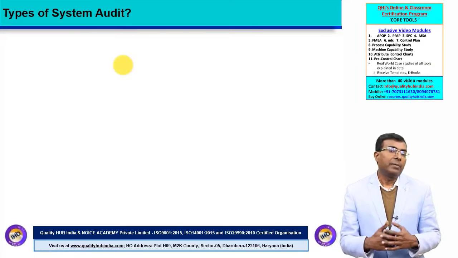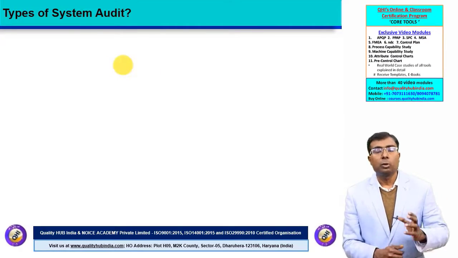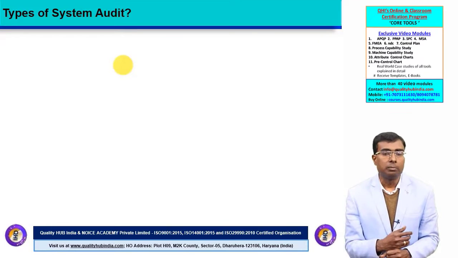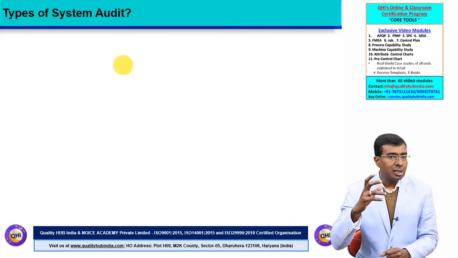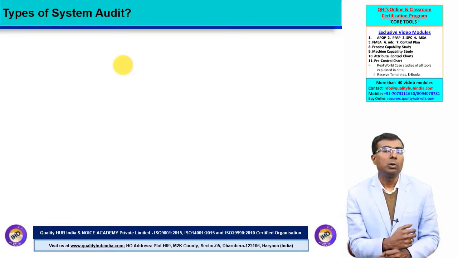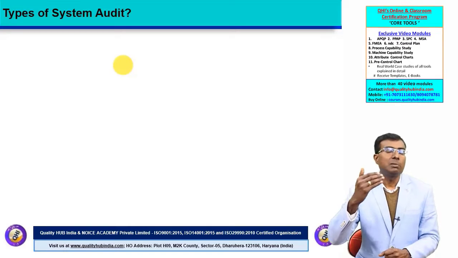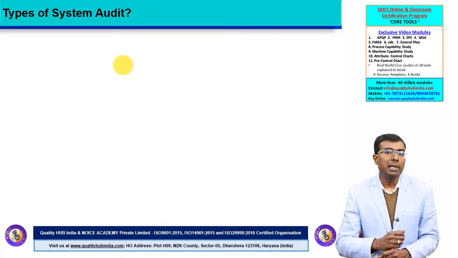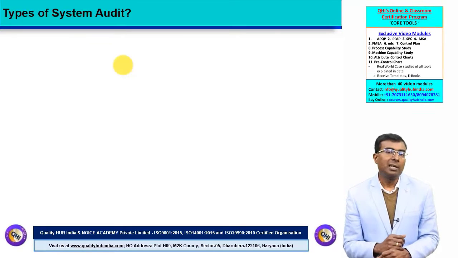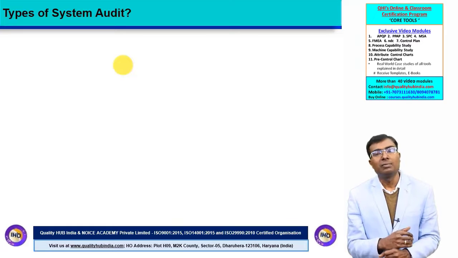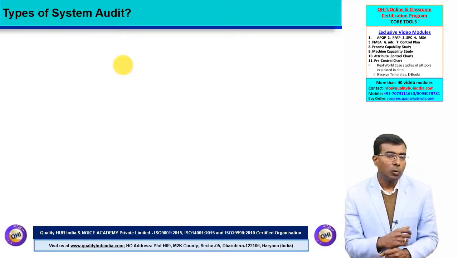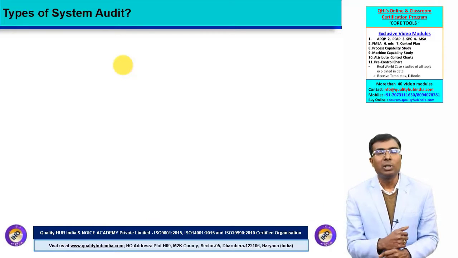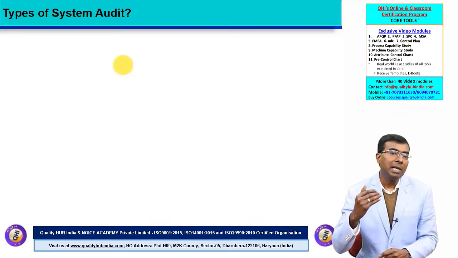Now audits could be of different types. This could be a product audit, a process audit, or a system audit. In this module we are going to focus on system audits only and explore how many types of system audits there are. There are basically three kinds of system audit: first party audit, second party audit and third party audit. So what are these different parties, how are the audits conducted, and what is the meaning behind them?